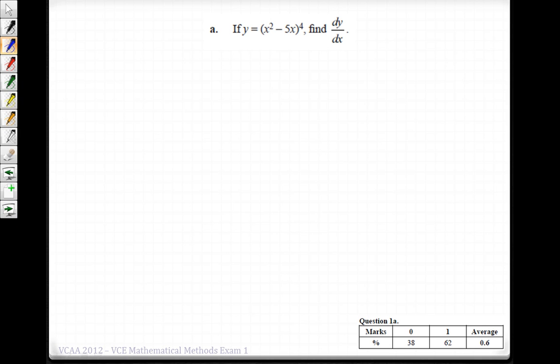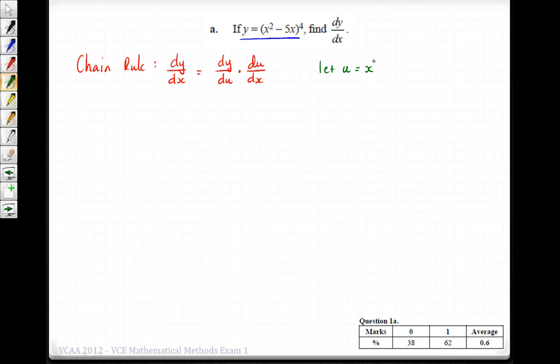Alright, so question 1a asks you to find the derivative of this function here. Hopefully you can identify it as a chain rule. So the chain rule from the data sheet states that dy/dx is equal to dy/du by du/dx. So essentially what we're going to do is let u equal the inner function.